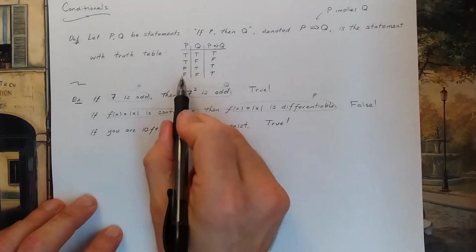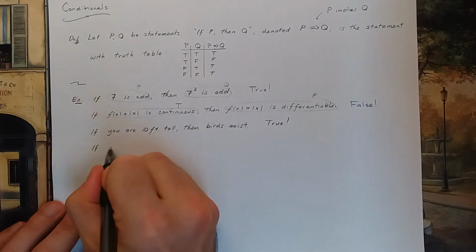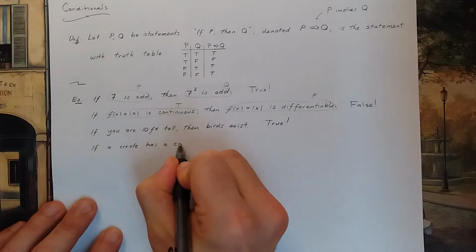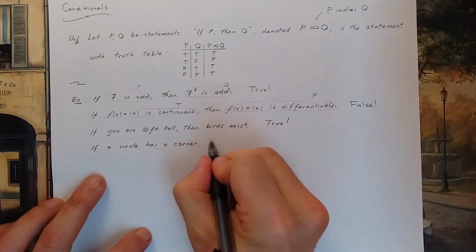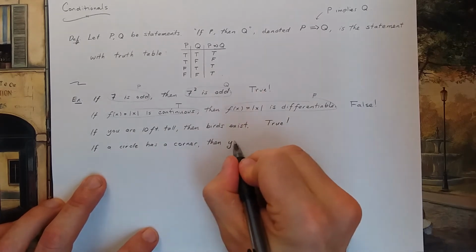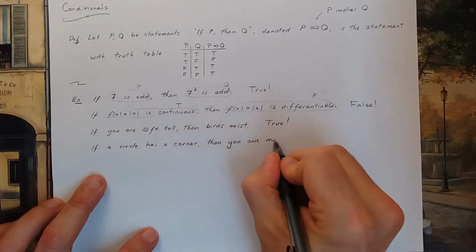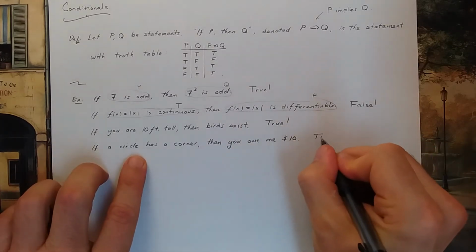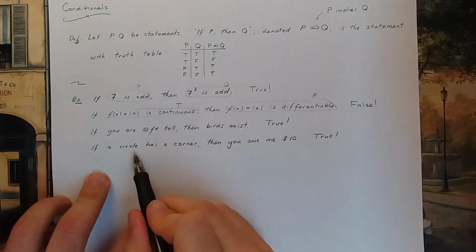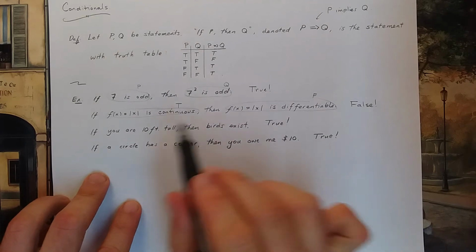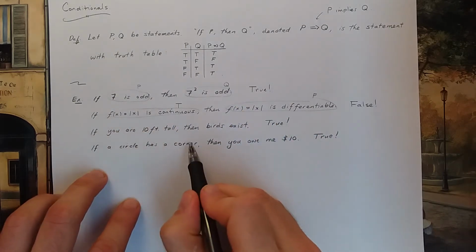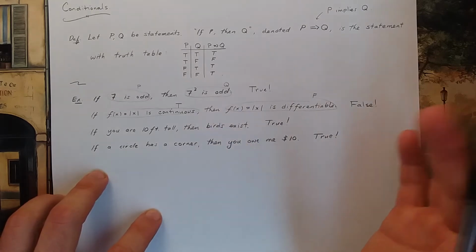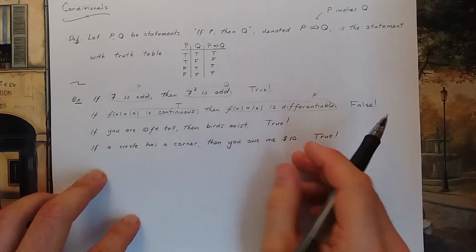And let's do one more where we're in the bottom row. So if a circle has a corner, then you owe me $10. Okay, this is a true statement. It's definitely true because a circle does not have a corner. A circle's round. There's no corners. So this first statement is false, meaning no matter what I say after that, it's true. The whole if-then statement is true.